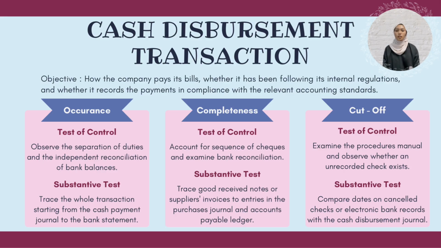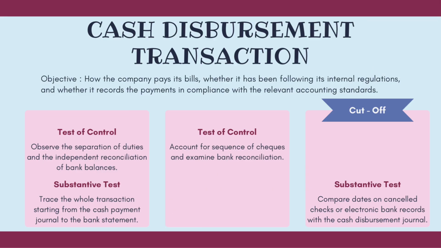Second assertion is completeness. Test of control: account for subsequent checks and examine bank reconciliation. Substantive test: trace goods received note or supplier's invoice to entry in the purchase journal and accounts payable ledger. Third assertion is cut off. Test of control: examine the procedure manual and observe whether an unrecorded check exists. Substantive test: compare dates on cancelled checks or electronic bank records with the cash disbursement journal.